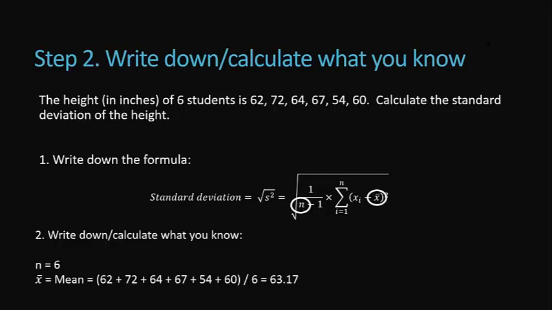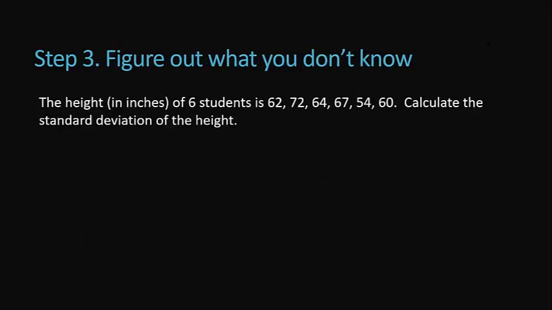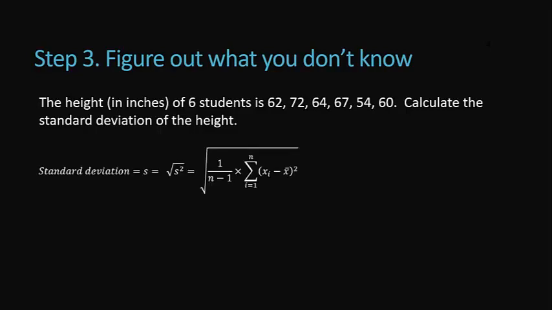The mean is then given by 62 plus 72 plus 64 plus 67 plus 54 plus 60 divided by 6. Again, we're summing up each of the individual observations and dividing by the total number of observations. If you calculate this, you get x bar is 63.17.